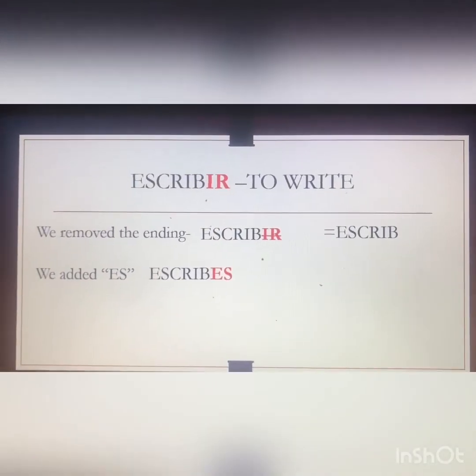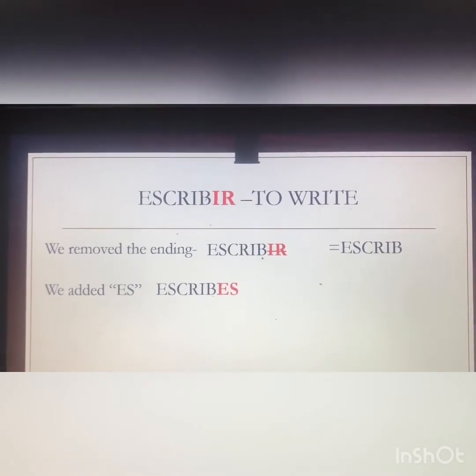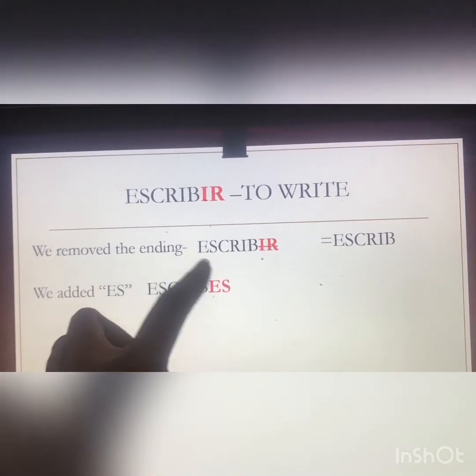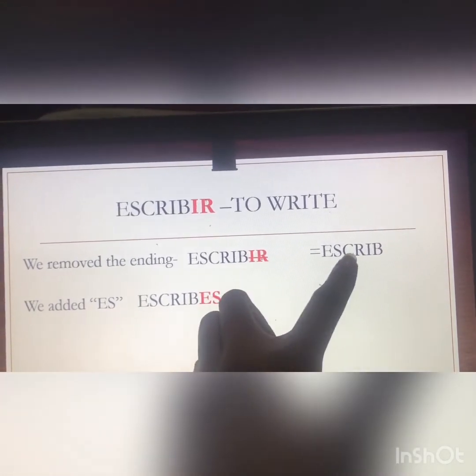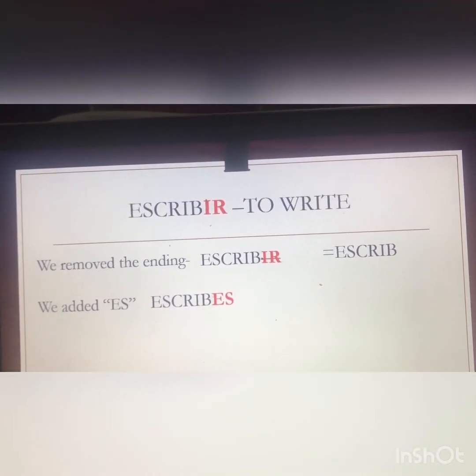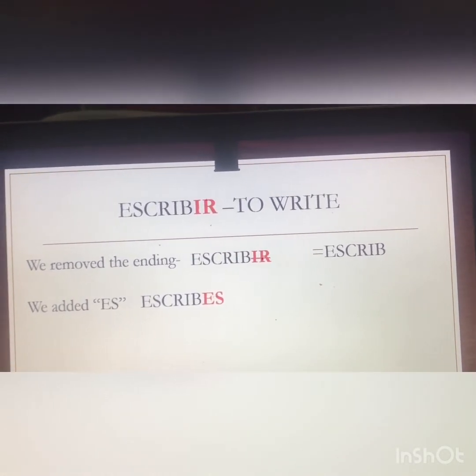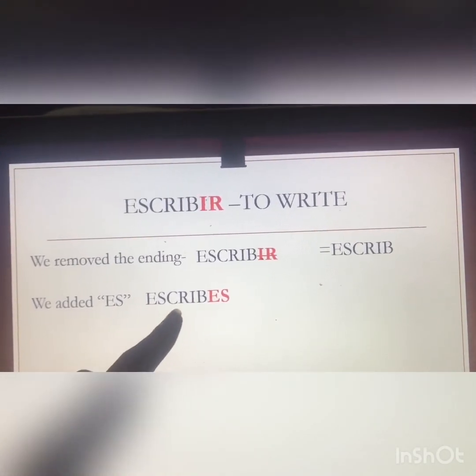So let's look at what we did. So we had the verb escribir. We removed the ending, took off the IR, we're left with escrib. And then we added an ES. When we added the ES, we ended up with escribes.